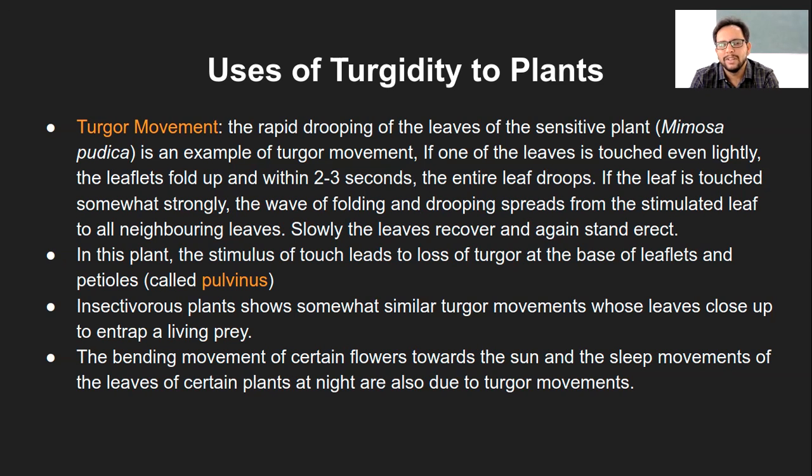If one leaf is touched, even lightly, the leaves fold up within 2-3 seconds. Now it is not always 2-3 seconds, it can be immediate as well. It depends on how much is the water content or the turgor pressure inside, and the entire leaves droop. If the leaf is touched somewhat strongly, the wave of folding or rather drooping spreads faster. But what I want to mention here is that this is because of the turgidity of the cells within those leaf structures.